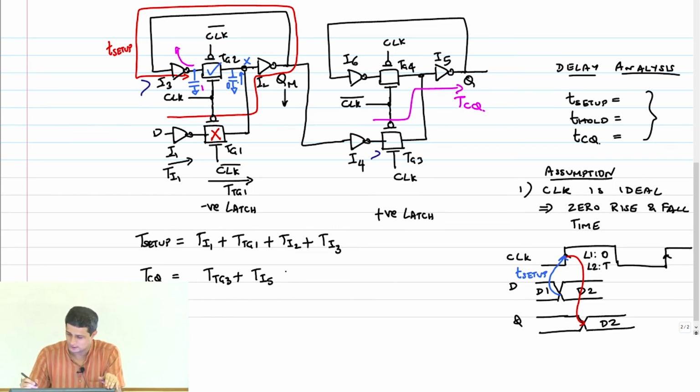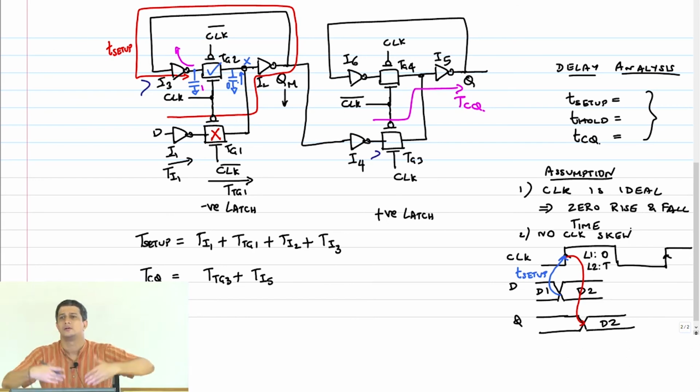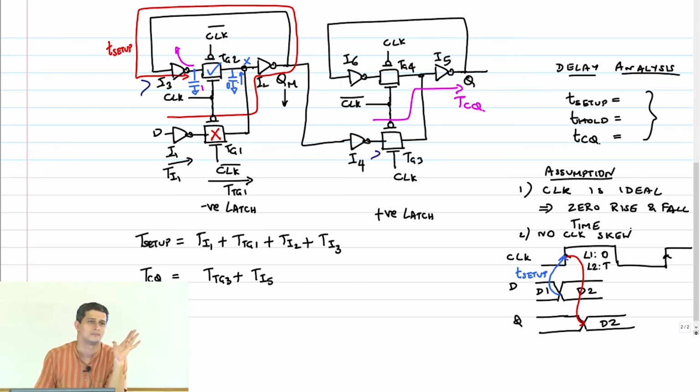Yeah, correct. That's the other assumption that I will write here: no clock skew. Which means the moment clock is going high, clock bar will go low. That's the assumption. In reality, it's not true. There will be a slight delay because either you are generating clock and clock bar separately and then doing a distribution, or you locally generate clock bar, which means again there's going to be a delay. So this is also an assumption. Clear?